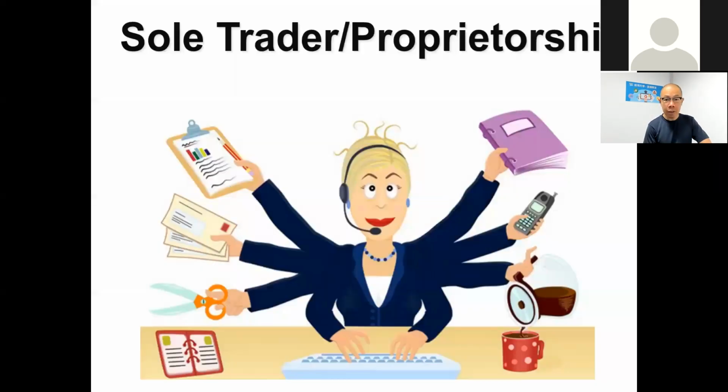So let's talk about the very first type, a sole trader or a sole proprietorship. What does that mean? Well, you can see here, it means a single person. It doesn't mean a lady with 8 arms, right? It's there to symbolize that she's one person having to do many things. You can see here she's making coffee, she's answering phone calls, she's doing bookkeeping, mailing, because she is a one-person business. She is the business, all right? And she has to do many, many things.